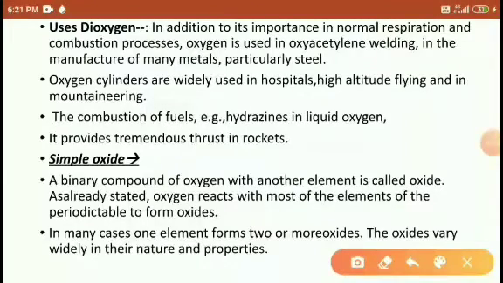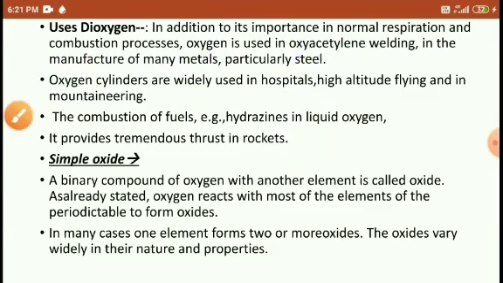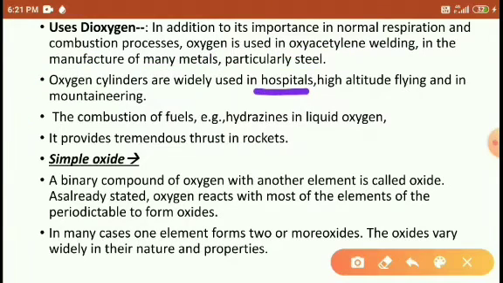Uses of dioxygen: oxygen is most important for all living organisms for breathing. Oxygen is used in welding as oxyacetylene. Oxygen is widely used in hospitals for a person suffering from breathing problems or during operations. And at high altitude, when a person is moving toward a high mountain, the oxygen concentration is less at that height, so while climbing the mountain he carries oxygen.